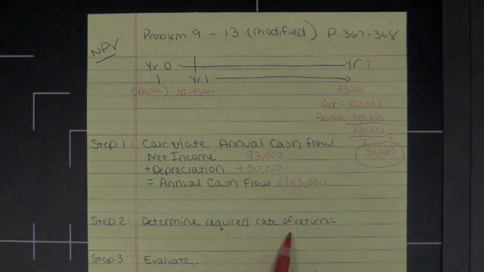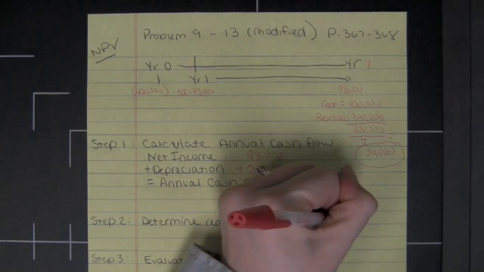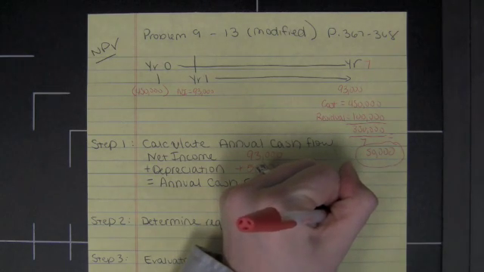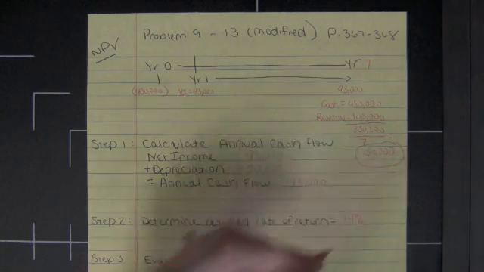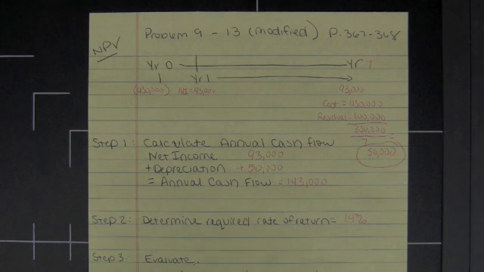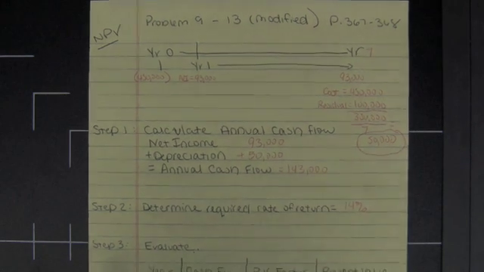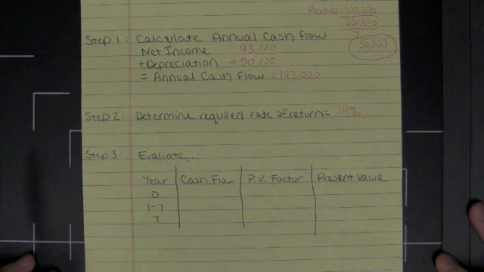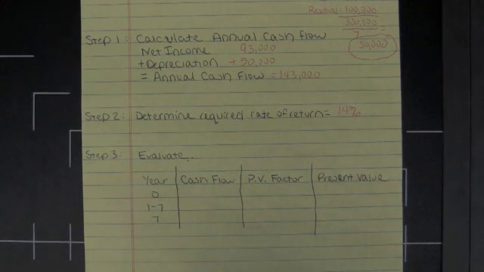Step 2 is determining the required rate of return. In our case, it's given. It is 14%. But obviously, in real-world scenarios, you may have to look to the weighted average cost of capital for your industry and other sources to get that rate of return. All right, so I'm going to move the page up. Now we can do step 3, which is get our present values and evaluate the situation.